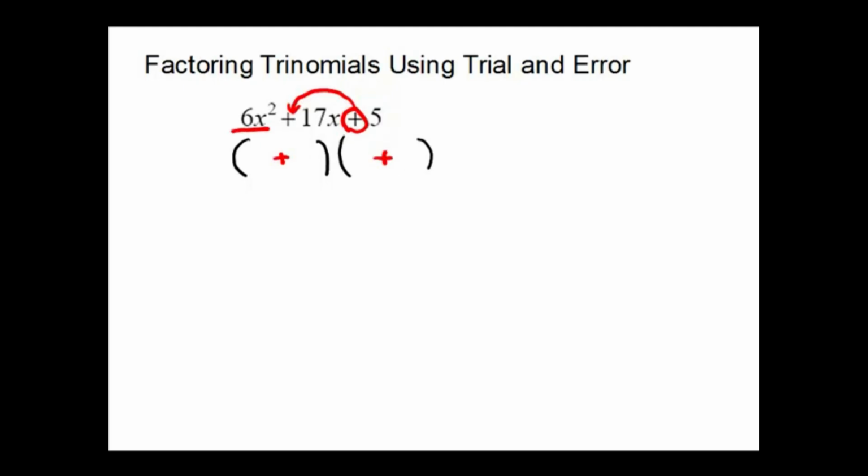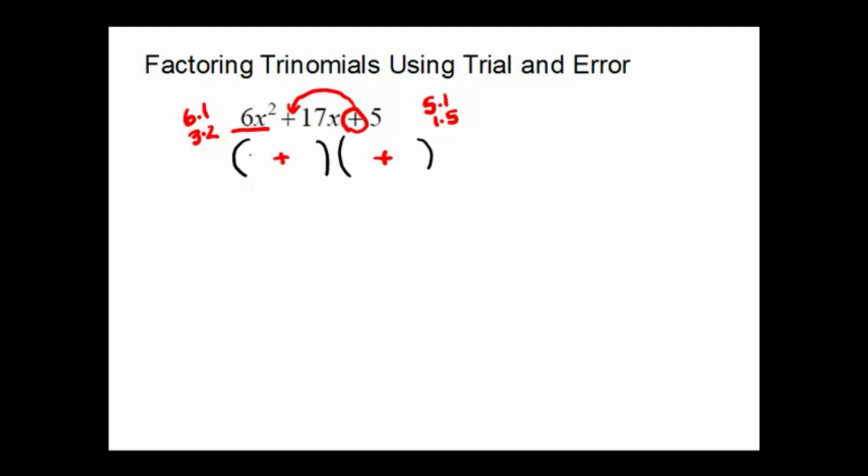We're working on a 6, so we can try 6 and 1 or 3 and 2. We don't have to do both orders on both sides. So I only do both orders on the right-hand side. If you do both orders on both sides, all it does is move the parentheses around. So it's only necessary to do it on one side. On the other side, we will try 5 and 1 or 1 and 5.